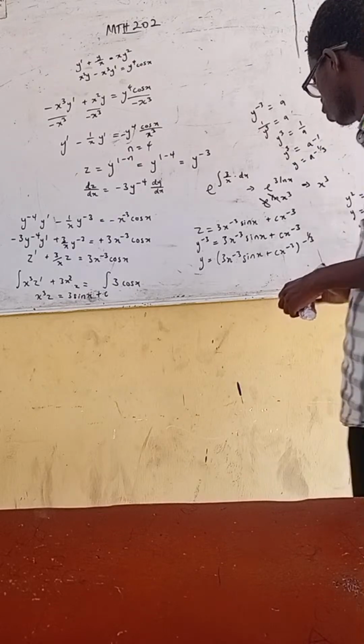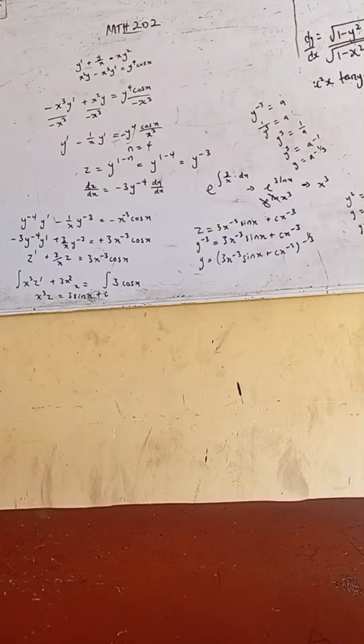This will be 1 over 3. When coming to the right side, this will be 1 over 3. Sorry about that.